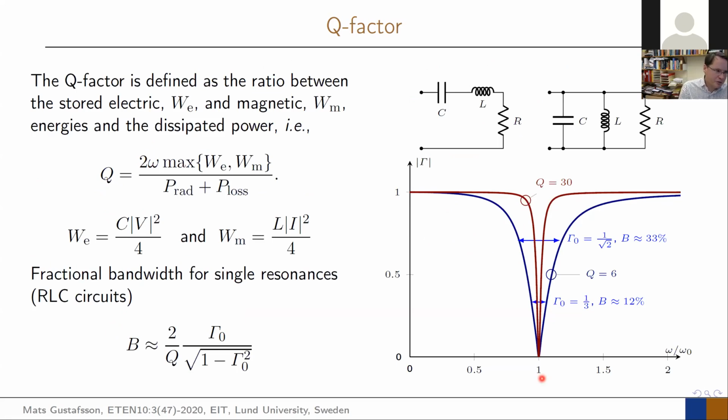And the Q factor is of course related to these stored energies. So in a capacitor, you would have stored electric energy, which is the capacitance times voltage squared over 4, and stored magnetic energy, the inductance times current squared over 4. And then you can just add those up in your Q factor, you divide by the dissipated power, you get a Q out. And a high Q means it's narrowband. So this is Q30, this is Q6. And this is the generic plot of a single resonance. So it can always be written as this factor of a Q as long as it's a single resonance.